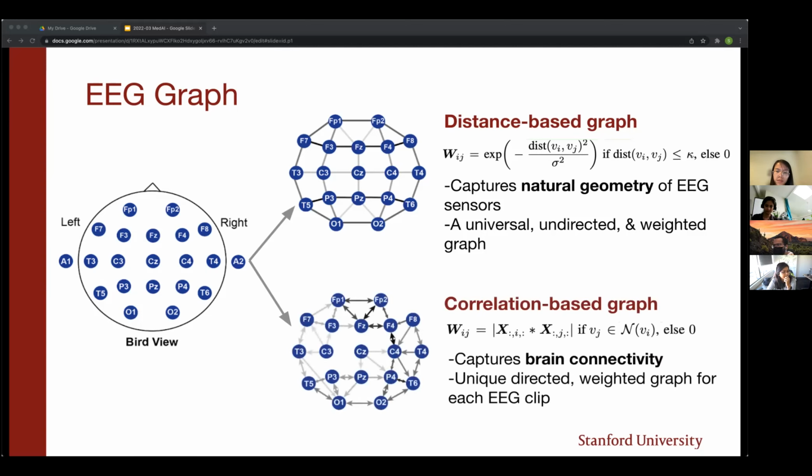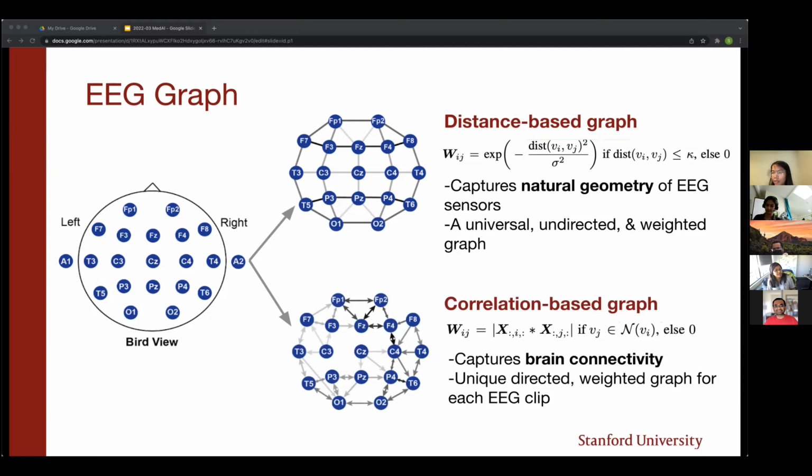And the second method is based on the cross correlation between the signals in EEG channels I and J. What do you mean by universal in the first case? Universal means for each EEG clip or each EEG input, the graph is the same across all the inputs. Okay, thank you.